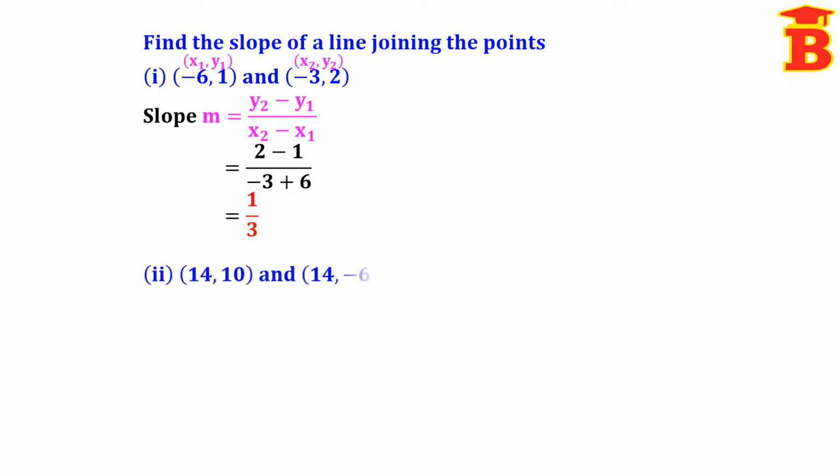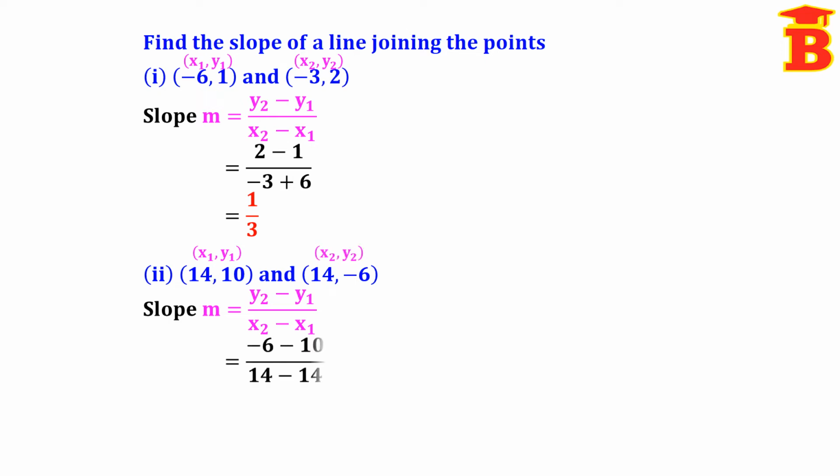Next is subdivision. Here also 2 points are given. We have to find the slope. Same formula m equal to y2 minus y1 divided by x2 minus x1. And we take the first point x1 y1, second point x2 y2, and substitute here minus 6 minus 10 divided by 14 minus 14. And here this is minus 16 divided by 0. Anything by 0 is infinity. So we get the answer equal to infinity.